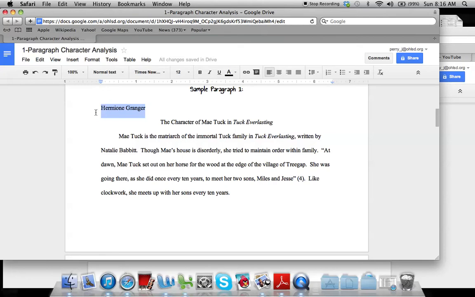So we have a left-hand side, we have a name, we have a centered title, and then we have a double-spaced paragraph in 12-point Times New Roman. In the student's first sentence, she introduces May Tuck. It's important that your character is mentioned in the very first sentence. The student says, "May Tuck is the matriarch of the immortal Tuck family in Tuck Everlasting, written by Natalie Babbitt." So the student introduced the character that she's going to be writing about, she introduced the book title, and she introduced the author. You are to do all of those things in your very first sentence.